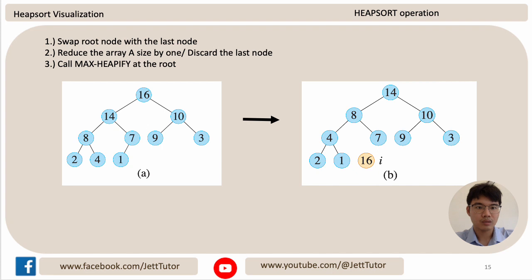From the heap structure, we start to swap the root node with the last node. So this one, this is 16. Then we reduce the size of the array by 1, or discard the last node. Then we call max heapify at the root node. Then the result is on the right.